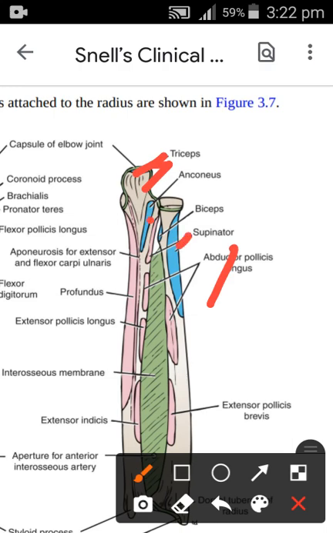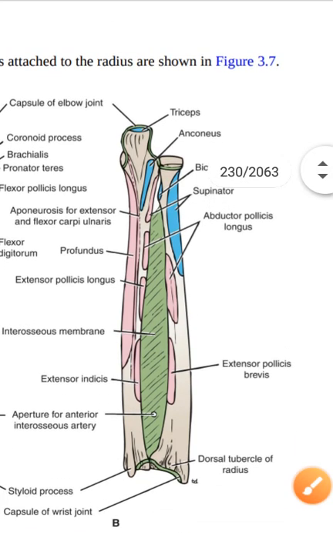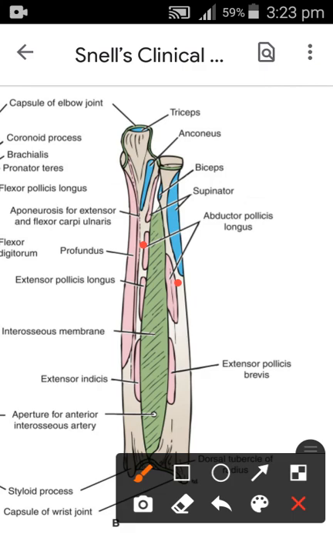The supinator muscle arises from the lateral epicondyle of the humerus and the lateral side of the ulna, and inserts on the lateral side of the radius. Then you can see the abductor pollicis longus muscle. It also has two heads, and then you can see the extensor pollicis longus muscle, and then this is the extensor pollicis brevis. This is the aperture for the interosseous artery.